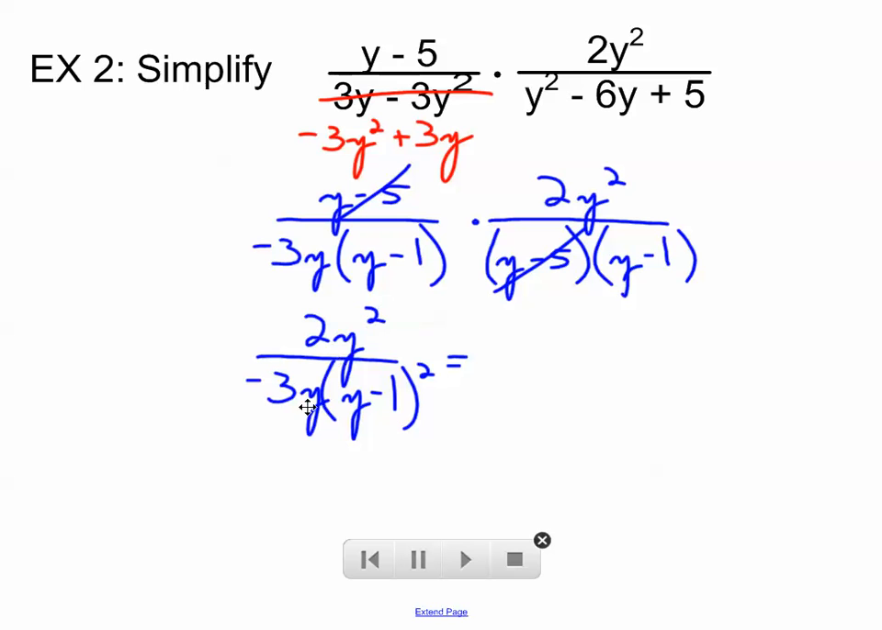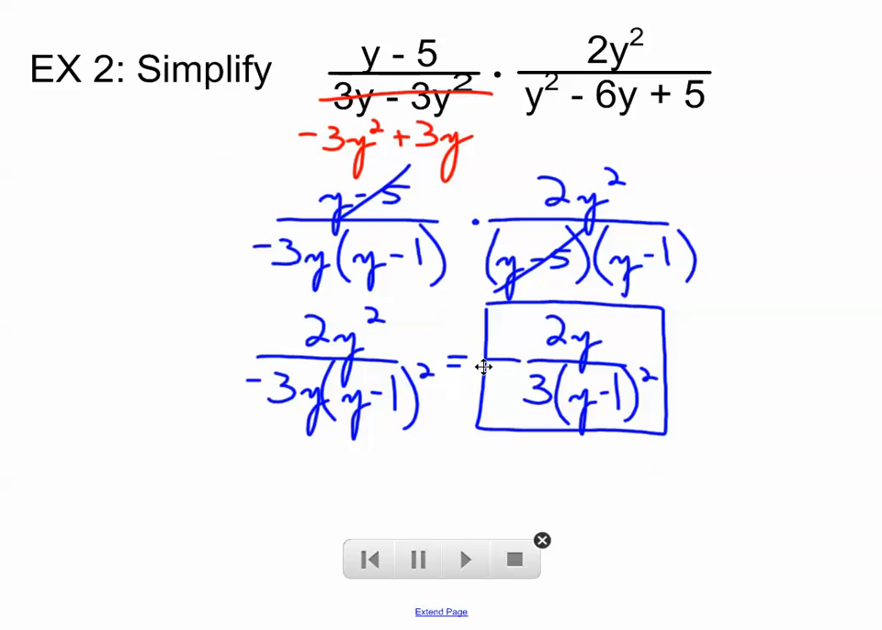I'm looking at this y squared over y. Y squared divided by y is just y. So let's make it 2y over 3 times y minus 1 squared. And I just moved the negative sign from the bottom to the middle. I don't think it would matter much if you left it on the bottom. So there we've simplified these fractions being multiplied by one another, these rational expressions that we're multiplying, and made them one rational expression. Simplified.